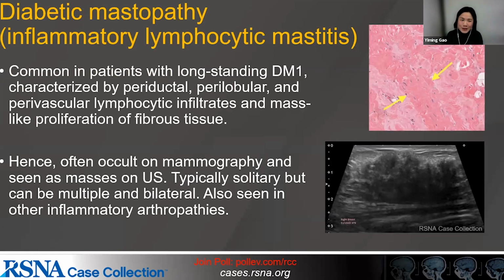So diabetic mastopathy is also known as inflammatory lymphocytic mastitis, characterized by lymphocytic infiltrates in periductal, perilobular, and perivascular distribution. And because of fibrotic proliferation in the breast, on ultrasound, you typically would see shadowing masses. And this could be mammographically occult. And again, this is another entity that could be unilateral, but can be bilateral. And can also be seen in many other inflammatory arthropathies, including systemic lupus erythematosus. And that concludes the breast cases. I hope you enjoyed it. Moving on.